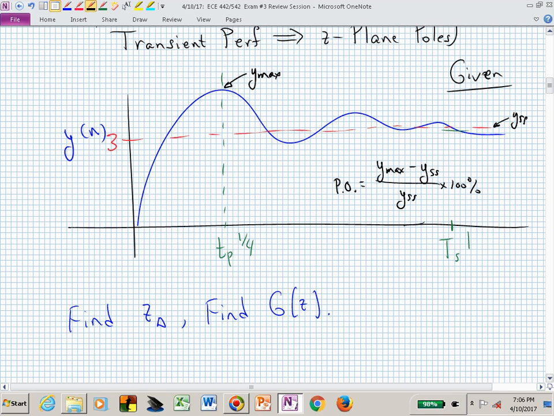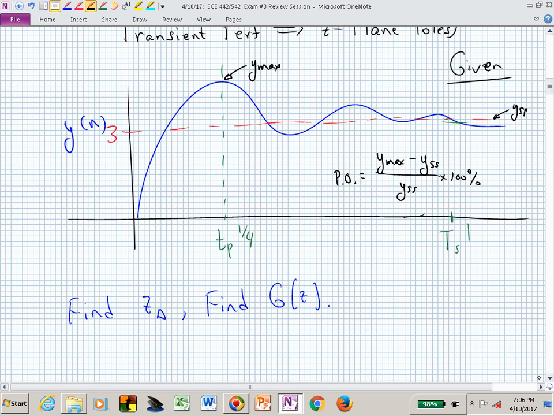What's the DC gain in this particular case? Suppose that for this particular response, I'm told that a unit step applied to this system produces that trajectory. Then the DC gain times a unit step produces what numerical value for this picture that I've sketched?